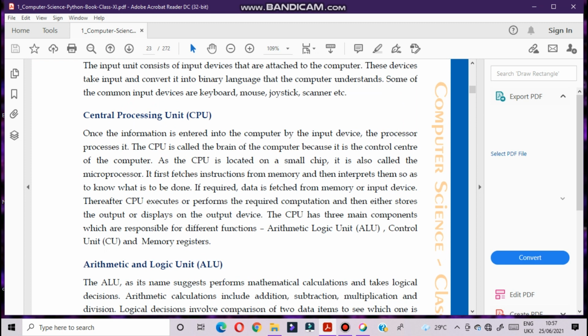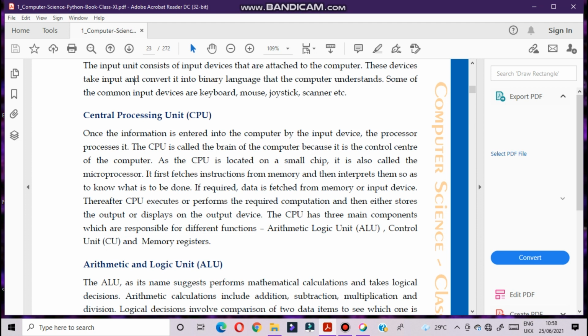The CPU is located on a small chip. Where is it located? On a small chip. It is also called the microprocessor. When the CPU is located on a small chip, it is called the microprocessor.